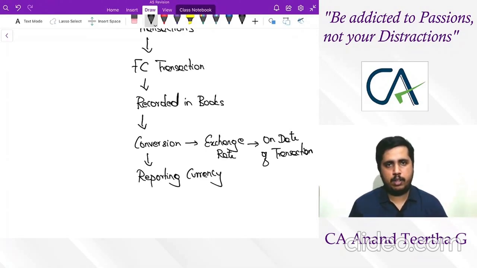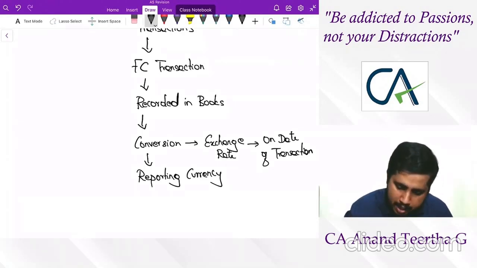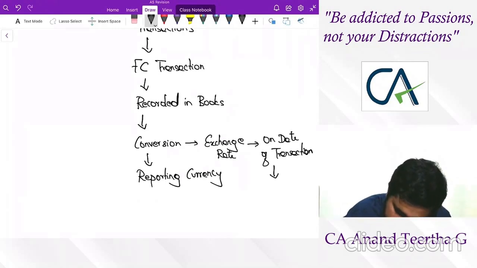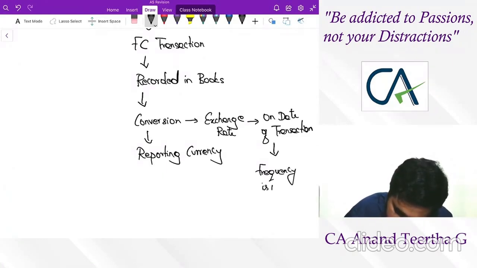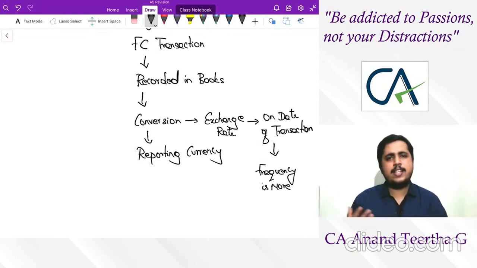Okay. Now a question comes, if the frequency of transactions is more, you may understand that there are some entities which may have small transactions in foreign currency.